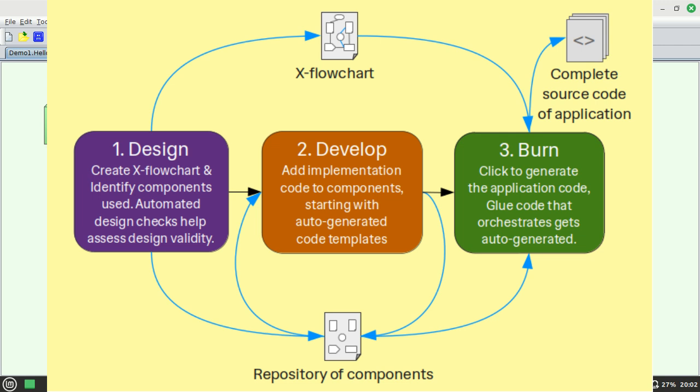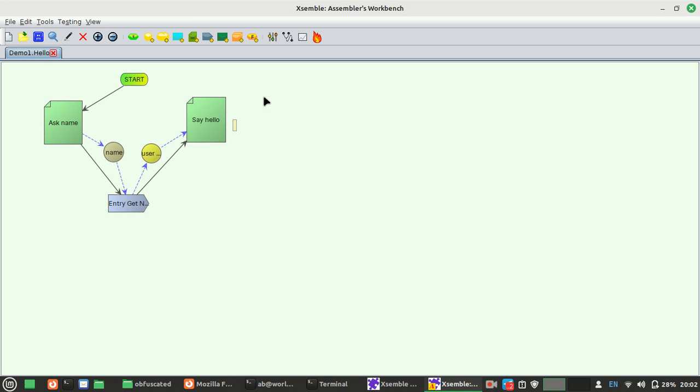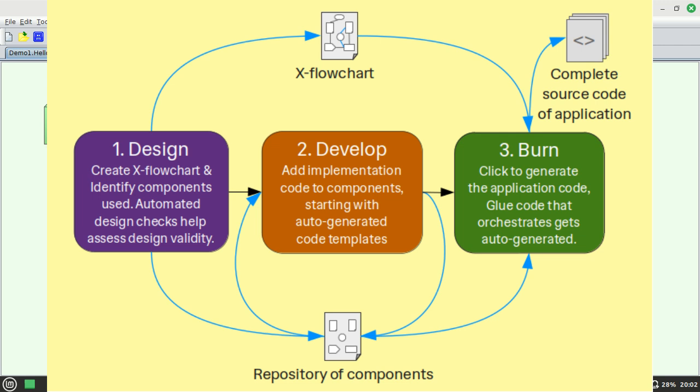So Xsemble development goes through three steps: design, develop, and burn. In the design phase, you create the X-flowchart. That also creates the components behind those. Each of these nodes have some components behind it. We are going to look at those components in a bit. But for now, just understand that creating the X-flowchart and the corresponding components is the job of the design phase.